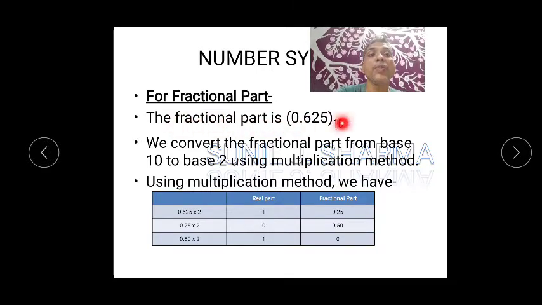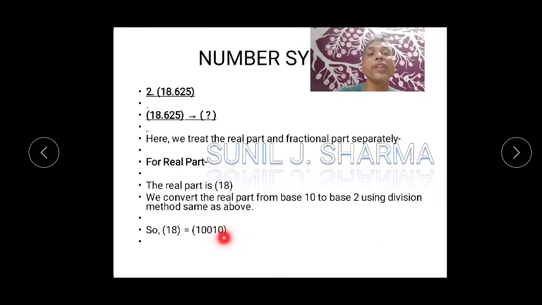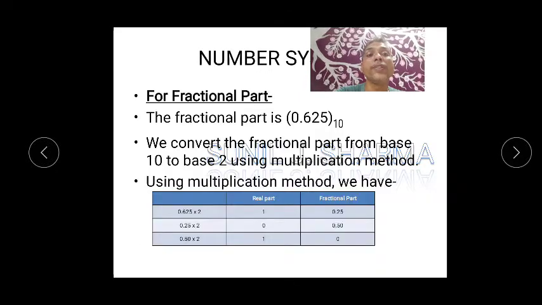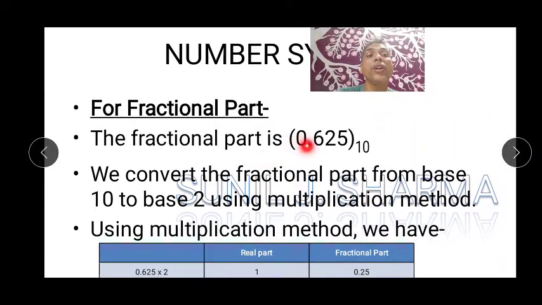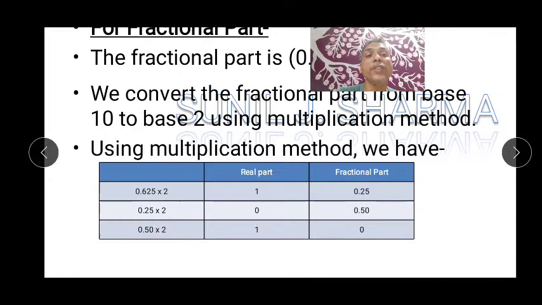Can you see the fractional part is 0 point, because 18 we have already taken as the result. Everyone can see the 18 result. Then we will put a decimal point and then write the answer. We have to club it. We convert the fractional part from base 10 to base 2 using the multiplication method. So this is very important. Now let's concentrate on this. Your number was 0.625.